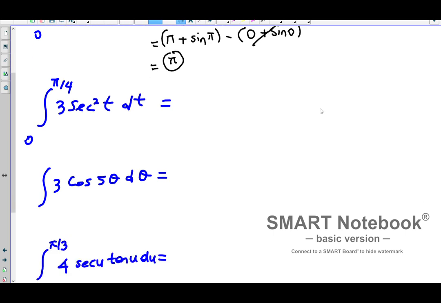Okay, the next one, the integral of 3 secant squared t dt. So the antiderivative will be 3 tangent of t, right? That's the antiderivative of secant squared. And we're going from 0 to pi over 4.